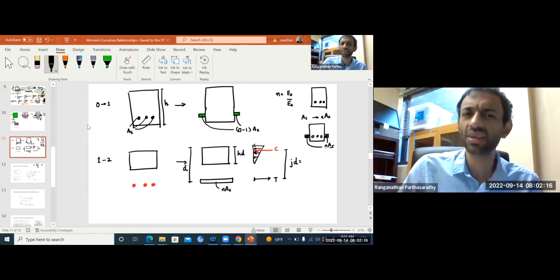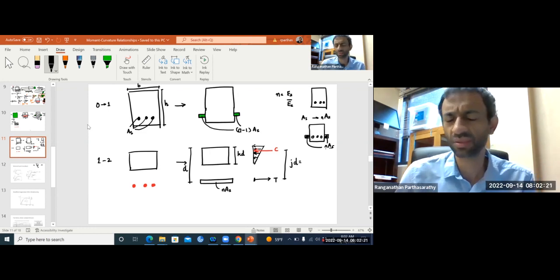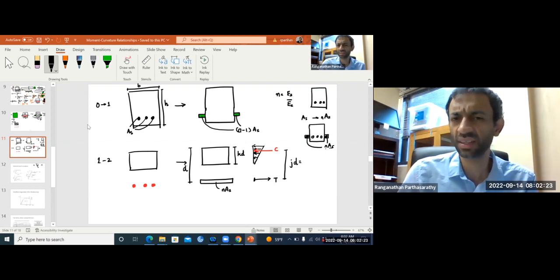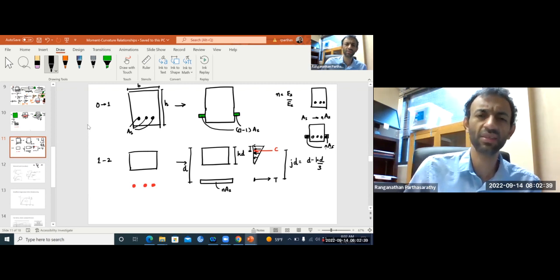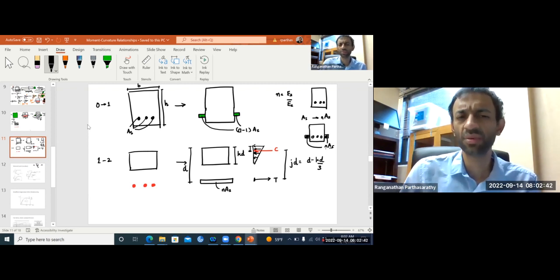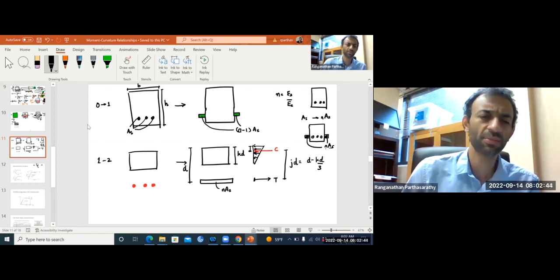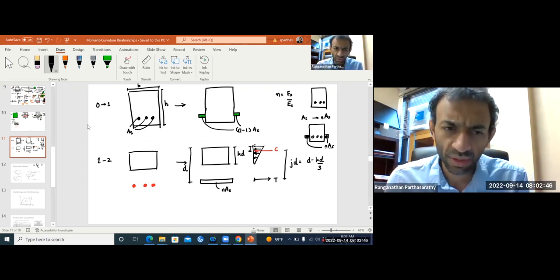All these symbols, at least for the ACI code, are the same in every textbook. They follow ACI 318, so it will not change. This is the lever arm jd, and as you can see, jd is d minus kd over 3. This is kd over 3, the whole d minus kd over 3. That is jd, the lever arm. So from 1 to 2, we will use the cracked section. Now, what is 2 to 3?